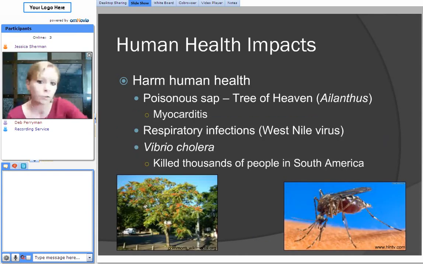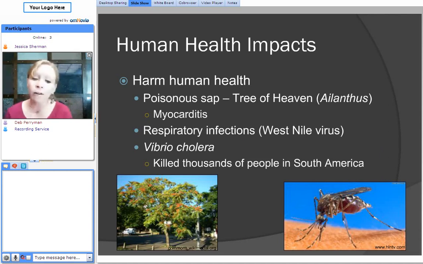So not only do we see economic impacts and impacts to biodiversity from invasive species, but we also see a lot of human health impacts. The bottom left corner is called the tree of heaven. It's an Ailanthus species. And in control areas where they're trying to eradicate this, the sap is actually poisonous, and it can cause myocarditis or inflammation of the heart. So we can see human health effects.